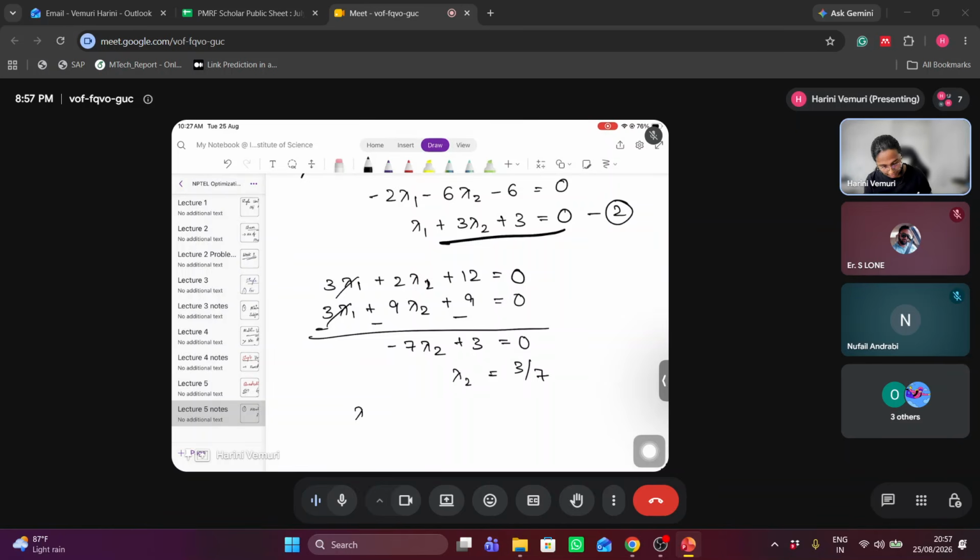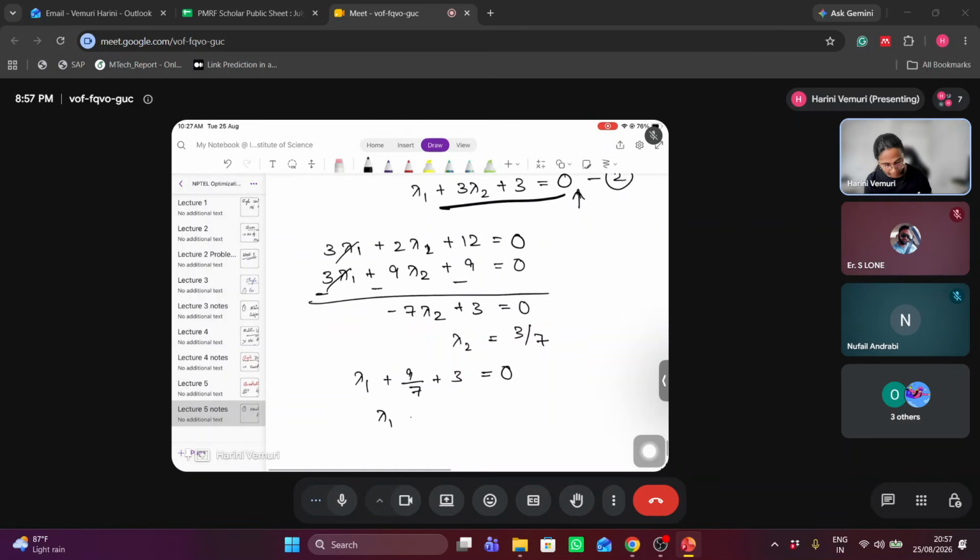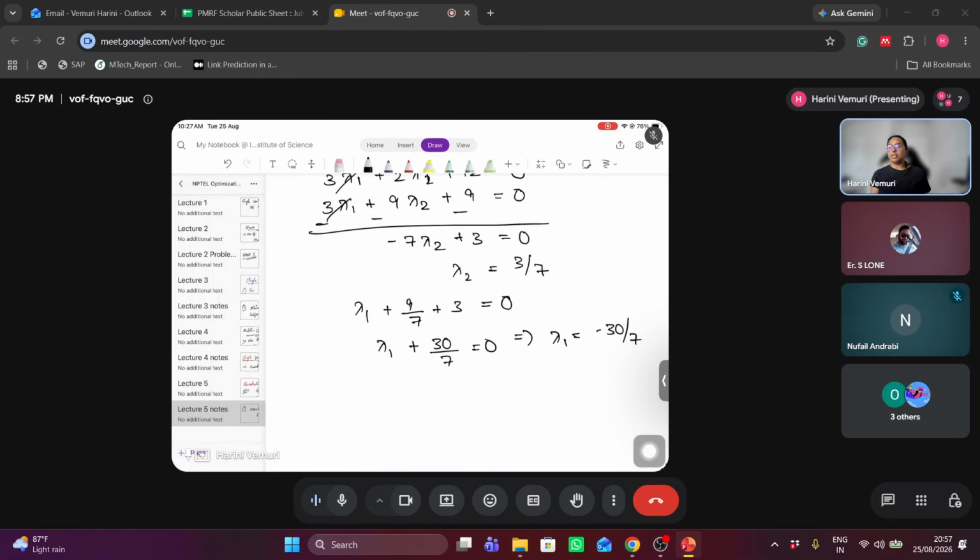Now to get lambda 1, I'm just substituting the lambda 2 value in equation 2: lambda 1 plus 9 by 7 plus 3, 3 sevens are 21, so 30 by 7. So lambda 1 is minus 30 by 7. Okay, we have lambda 1 and lambda 2 values.